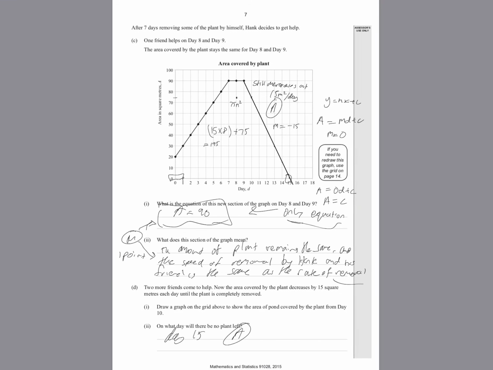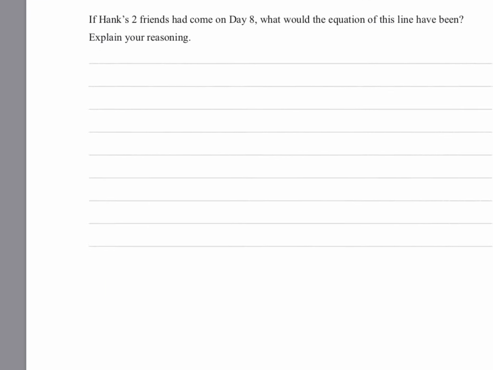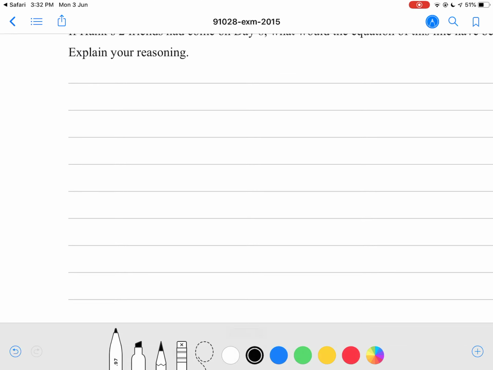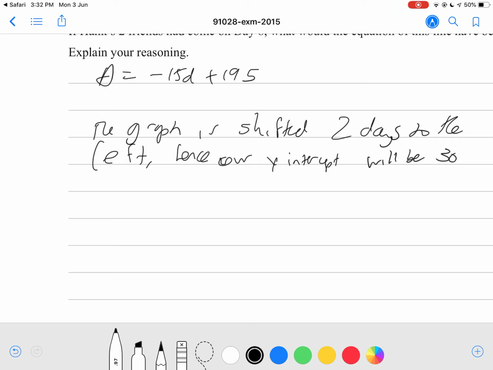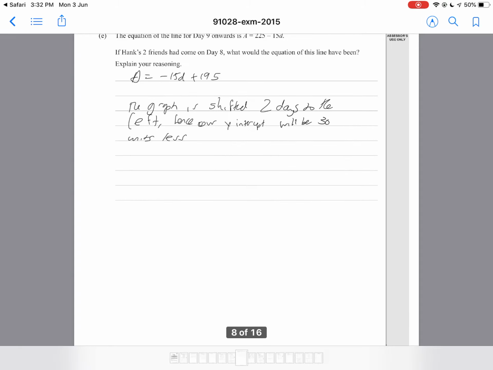So our y-intercept is 195, and our gradient is negative 15. So we're going to say the equation is area equals negative 15d plus 195. To explain your reasoning: the graph is shifted 2 days to the left. Hence our y-intercept will be 30 units less. So why is it 30 units less?